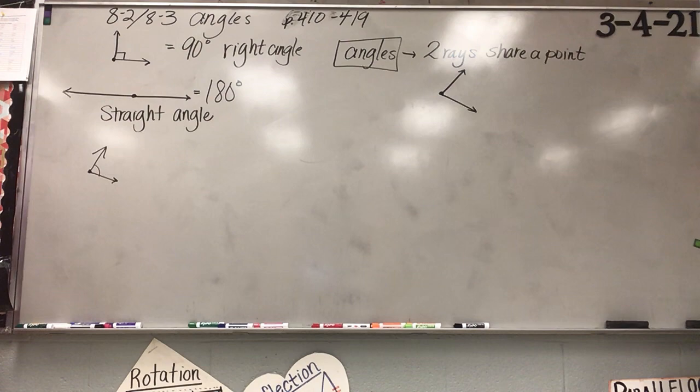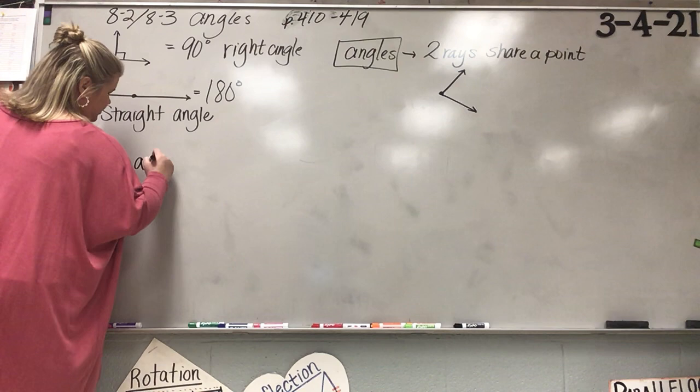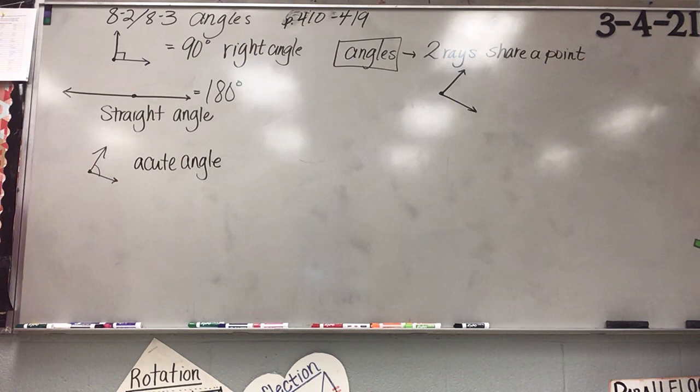You need a pencil. You haven't written the first thing down, buddy. Okay, so this is a Q. And acute angles measure 1 to 89, below 90.